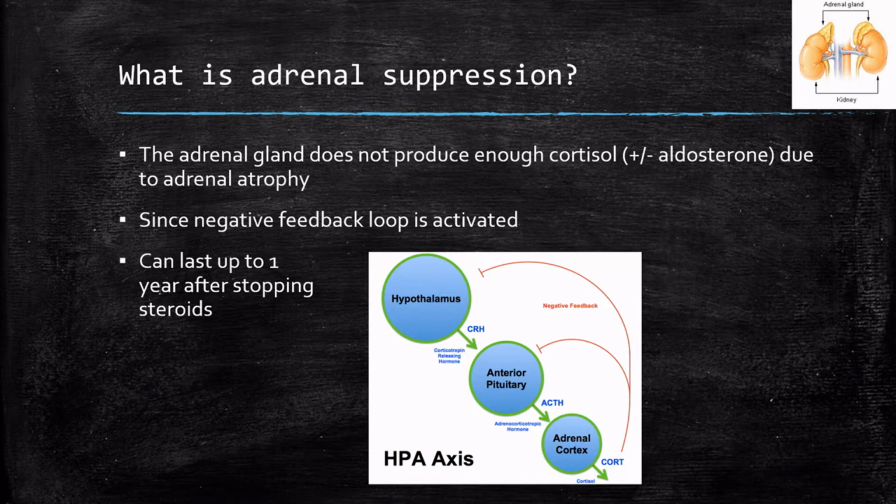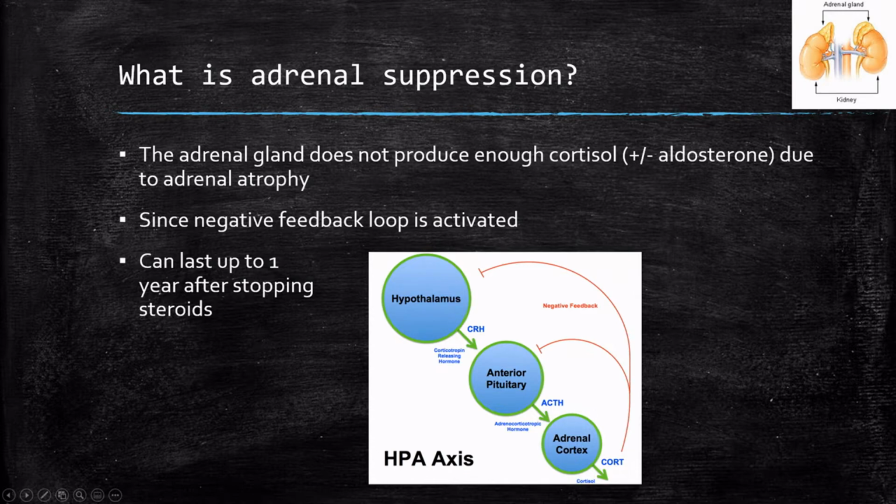So in the top right hand corner we can see a picture of the kidneys, and there's the two kidneys, and we see the adrenal glands on top which produce aldosterone and cortisol. So in terms of what adrenal suppression is, I have explained it. We have the hypothalamic pituitary adrenal axis here, or the HPA axis. Hypothalamus makes CRH to the anterior pituitary, which makes ACTH, which activates the adrenal cortex, producing cortisol. When there's enough cortisol, negative feedback loop is activated to tell the hypothalamus and anterior pituitary to stop making cortisol because there's enough of it.